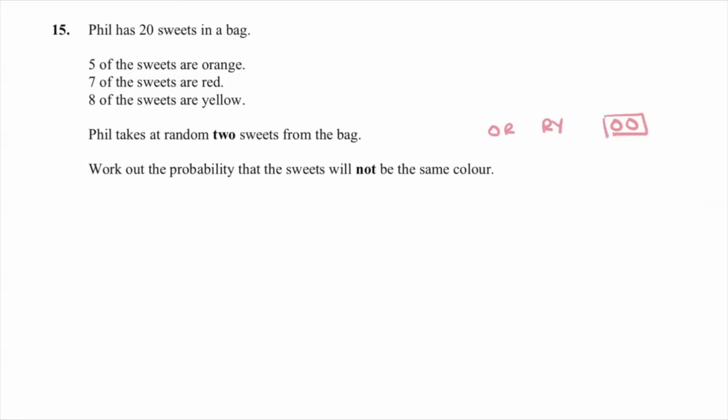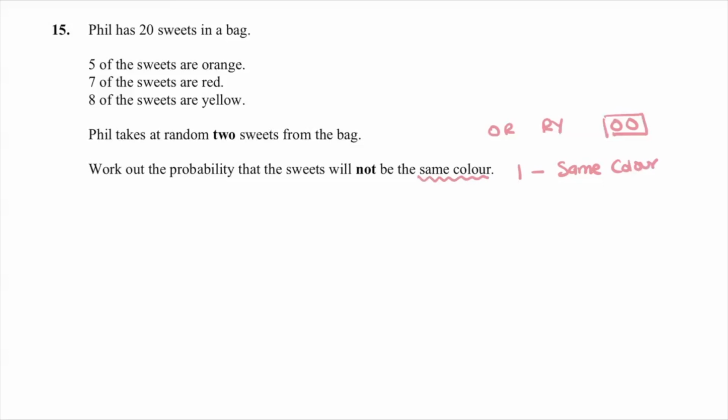However, that said, there are by far more combinations of 2 different sweets than there are 2 the same. And in order to answer this and save myself a little bit of time, I am going to use the 1 minus trick. If I work out what the same colour is, of which there are fewer options, and then I do 1 minus that answer, so 1 minus whatever the same colour is, it will give me the result, the probability that I'm after.